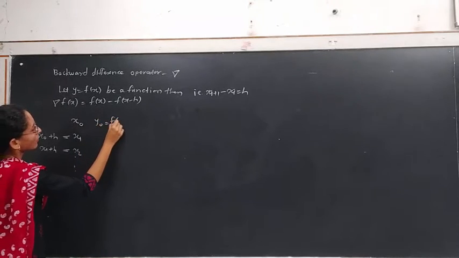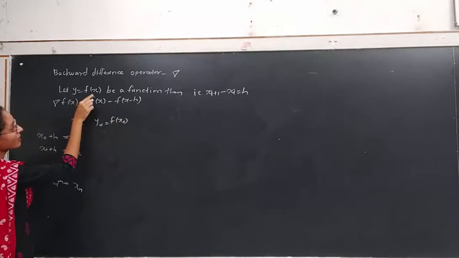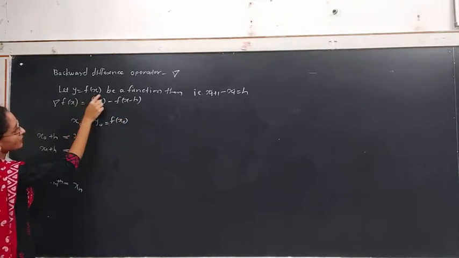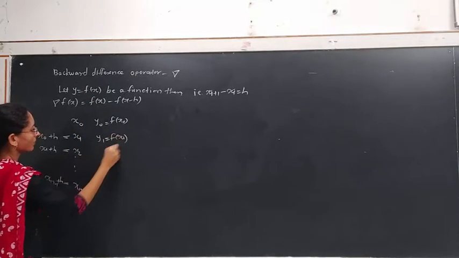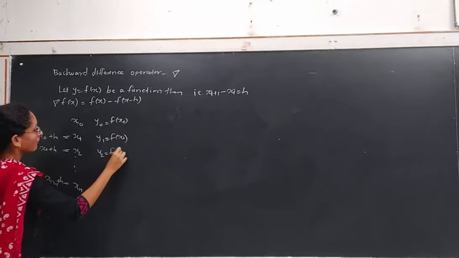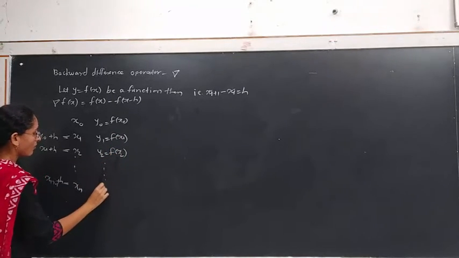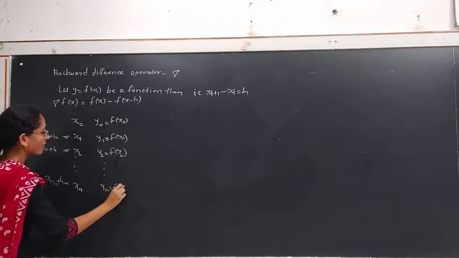y0 is f of x0. If we consider x is equal to x0 in this equation, then we get y0. y1 is equal to f of x1. y2 is equal to f of x2. yn is equal to f of xn.